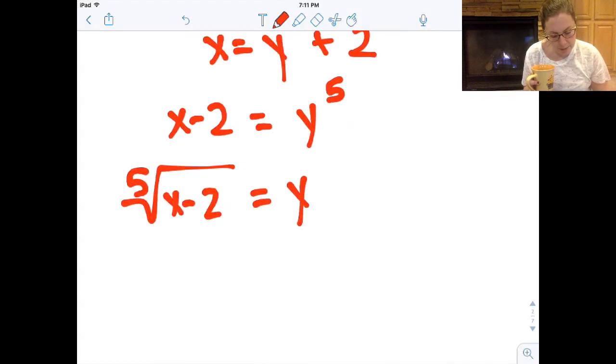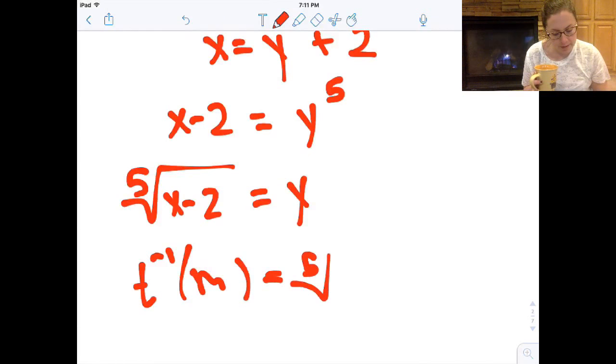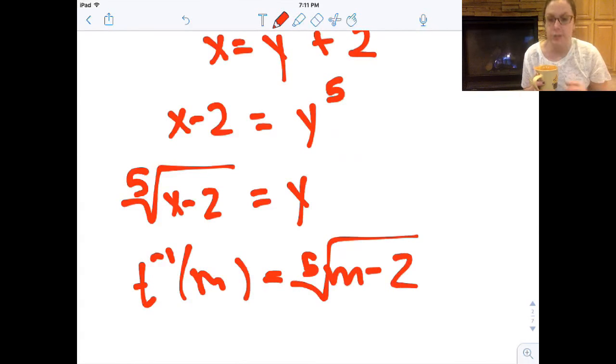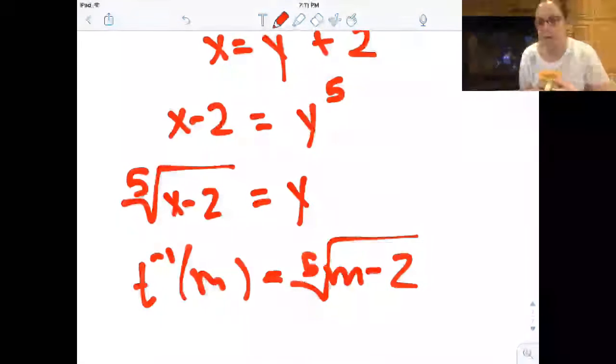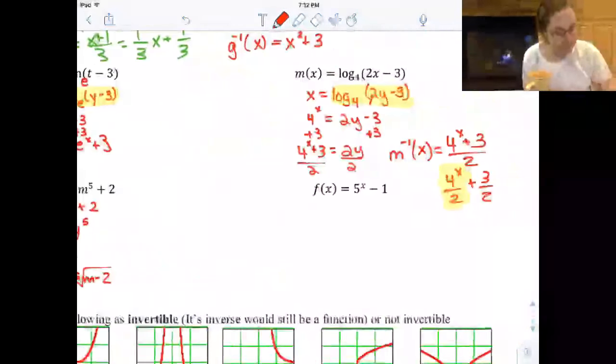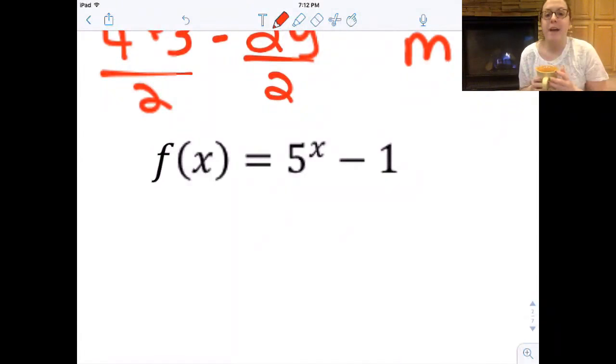So if it's a variable base to a real number power, we don't need to use a logarithm. Now, if I look at this one, where I've got 5 to the x minus 1, I can't take an xth root there. So I'm going to have to deal with this like an exponential function. So this is going to be x equals 5 to the y minus 1. Add 1 to both sides, just like we did before.